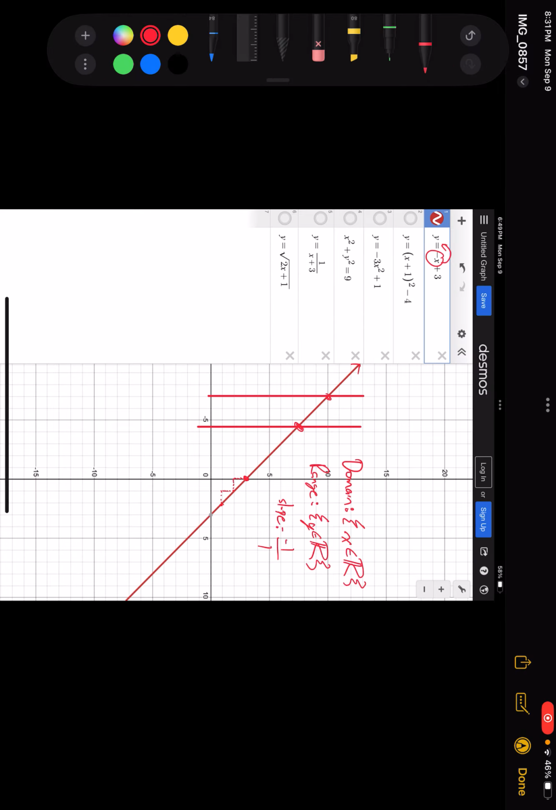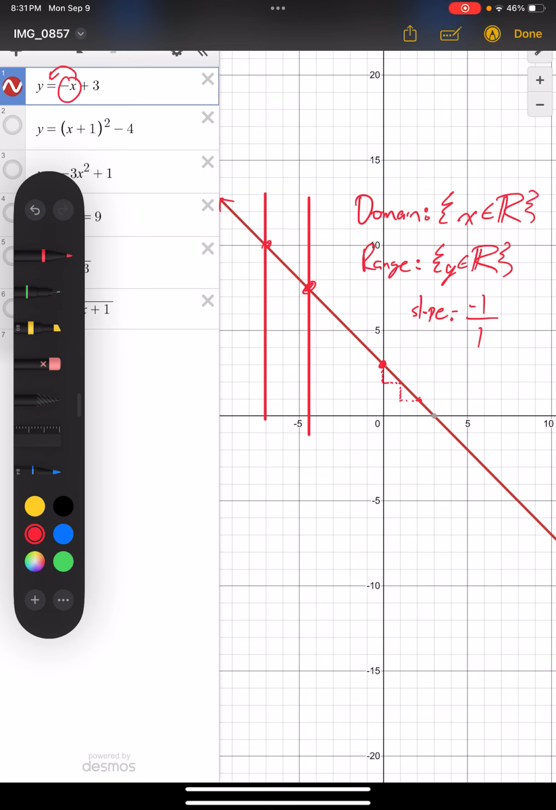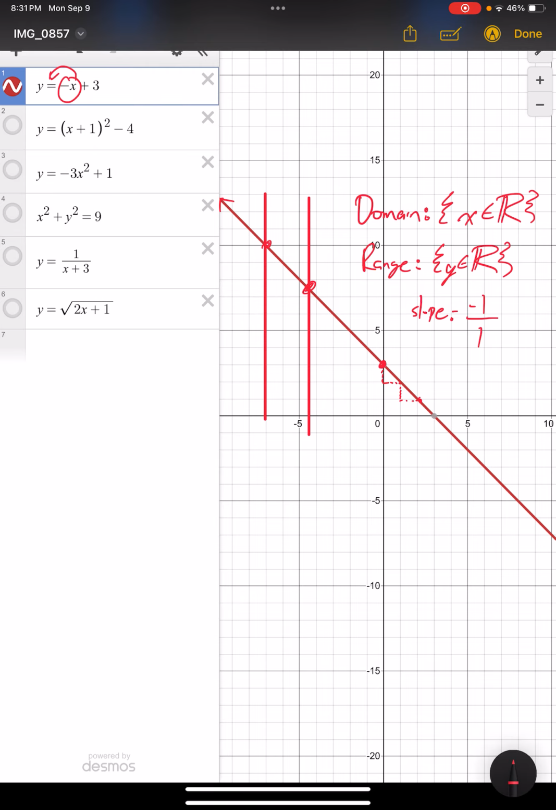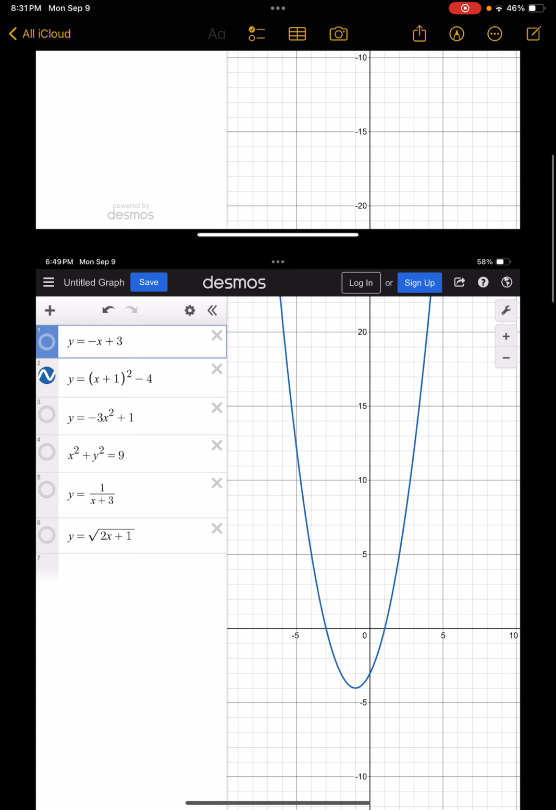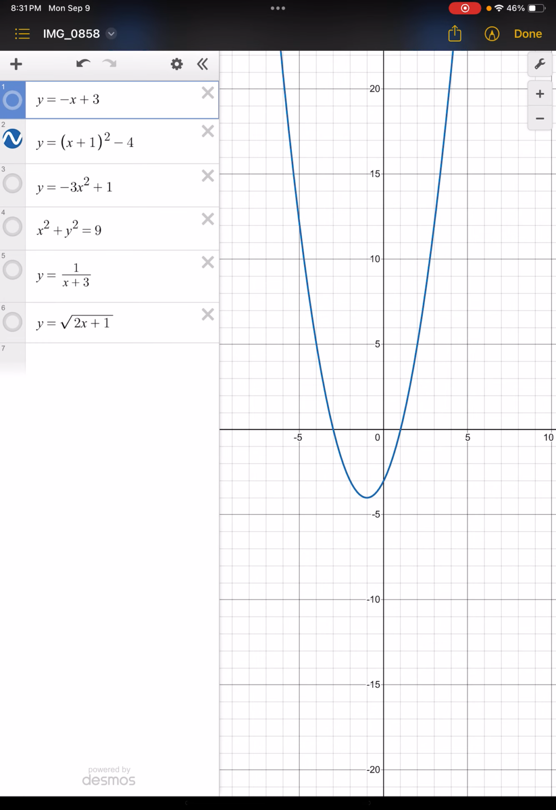Uh-oh. Not sure if it's upside down or right side up. Regardless, let's move on. I'm done. Move to my next question.